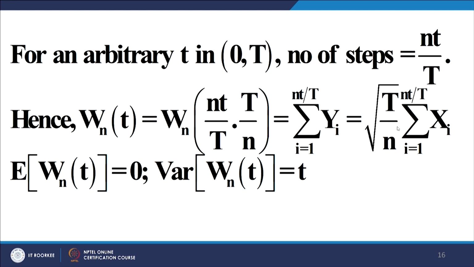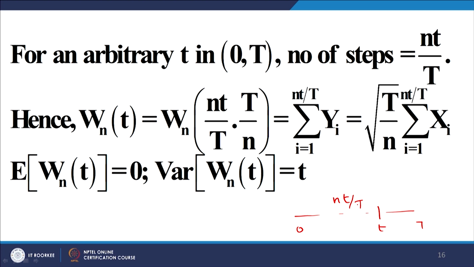But before we do that, this was for the complete evolution of the system. What about an arbitrary time during the evolution of the system? Let us say this is my system, this is my 0, this is capital T, here is some arbitrary point small t. What will be the number of steps between 0 and small t? They will naturally be n into t upon capital T. Why is that? Well, the length of each step is capital T upon n. Now, this distance is small t. So, the number of steps will be small t divided by capital T upon n, that comes to n into small t divided by capital T.